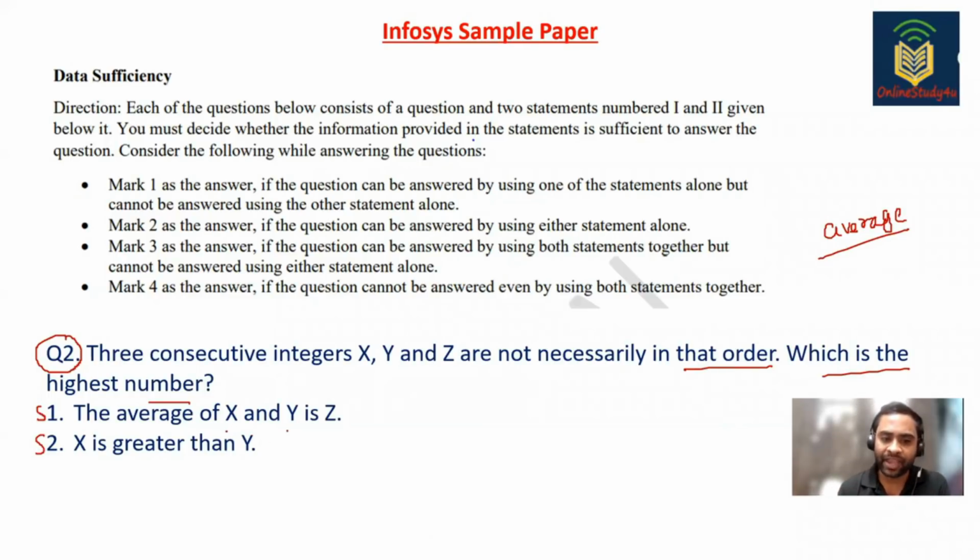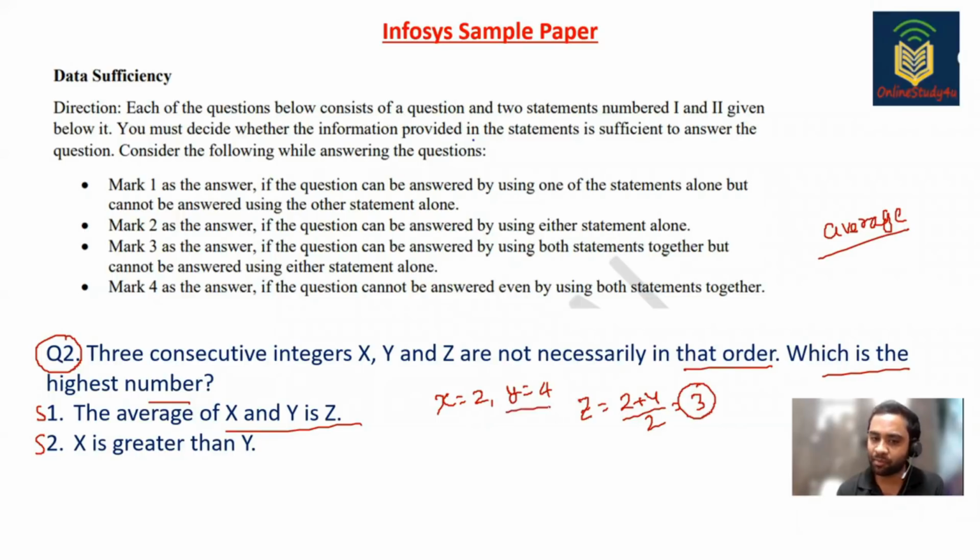So the average of x and y is z. Now friends, x and y can be anything. See, x I can assume 2, and y I can assume 4. Then what will be z? z is nothing but the average of both, so 2 plus 4 is 6, divided by 2 is 3. So z will become 3.